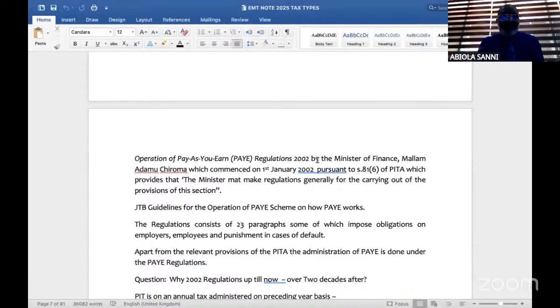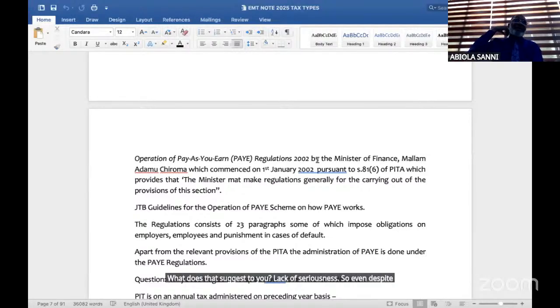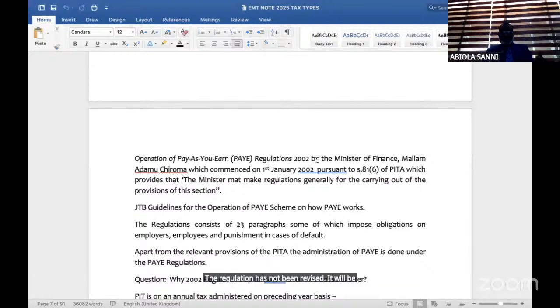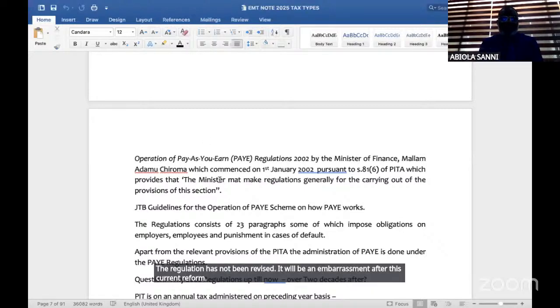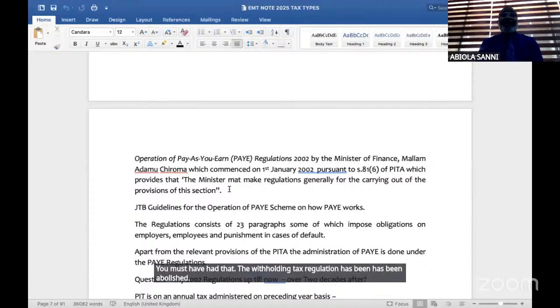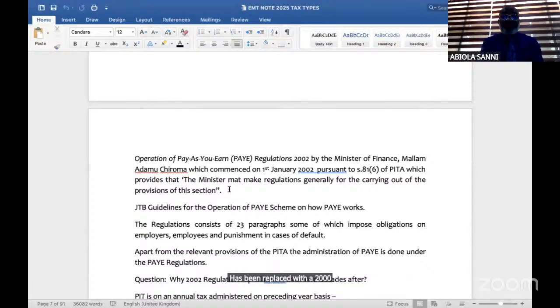What does that suggest to you? Lack of seriousness. Even despite the fact that we have had law reform, the regulation has not been revised. It will be an embarrassment after this current reform, and we are still going to be using 2002 regulations. You must have heard that the withholding tax regulation has been abolished and replaced with a 2024 version. Okay?